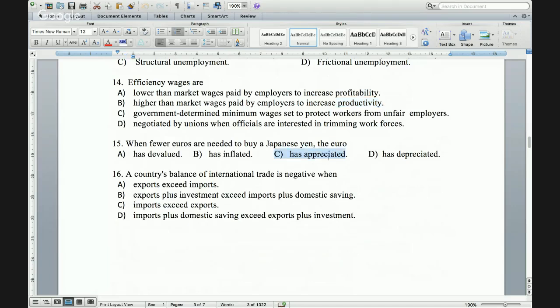Okay. So don't think that because you have fewer euros, it suggests weakened or depreciated. You are able to buy a Japanese yen with fewer euros, meaning that your euro has strengthened. If the question were asked as "when fewer euros are needed to buy a Japanese yen, the yen has...", in that case the yen has depreciated. So look out for those slight, subtle changes in questions.